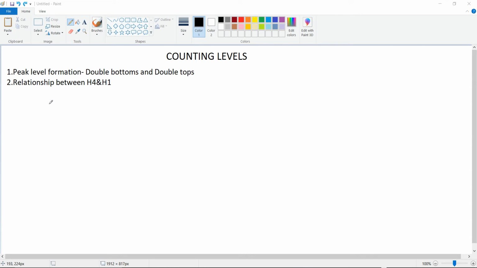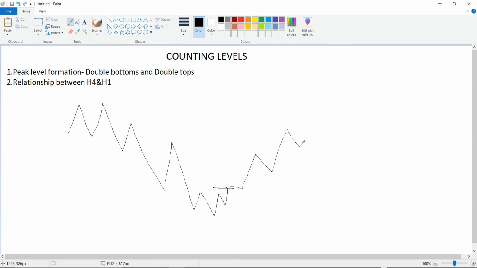You have something like this. This is your peak, this is your first level, goes down, second level, your third level, then it forms another peak. Then this is like a reset before it starts forming another level. Level 1, level 2, level 3. I'm going to explain, guys. This right here is your double top.